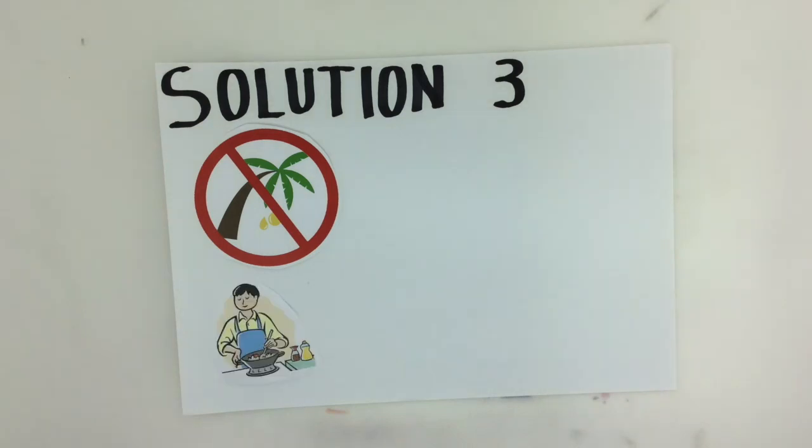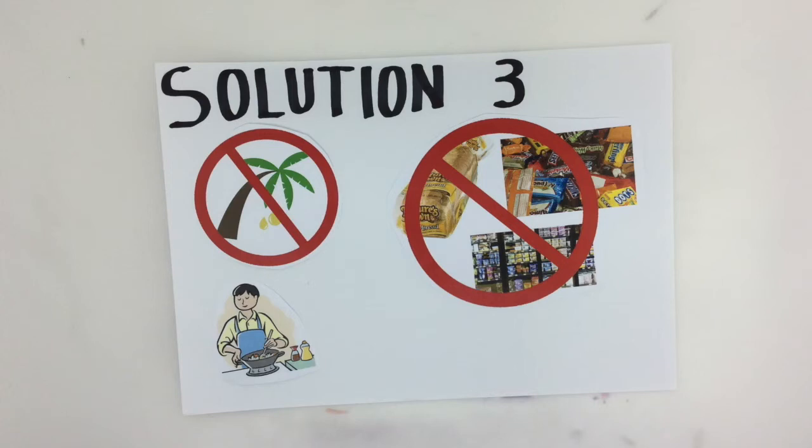You can avoid palm oil by checking what kind of oil you use at home for cooking and teach your parents to not cook with palm oil. Another thing you can do is avoid mass-produced supermarket products such as bread, chocolate, and ice cream. Instead, look for more local bakeries or cook them yourself.